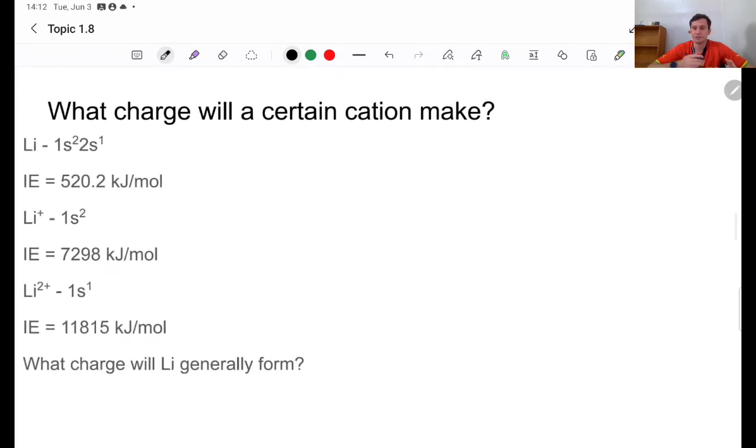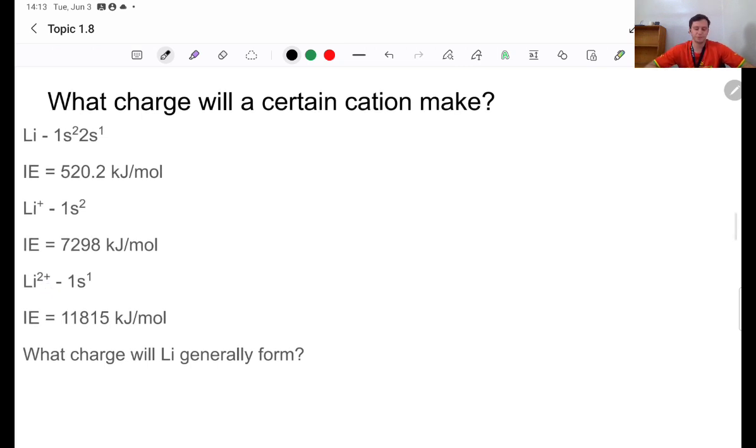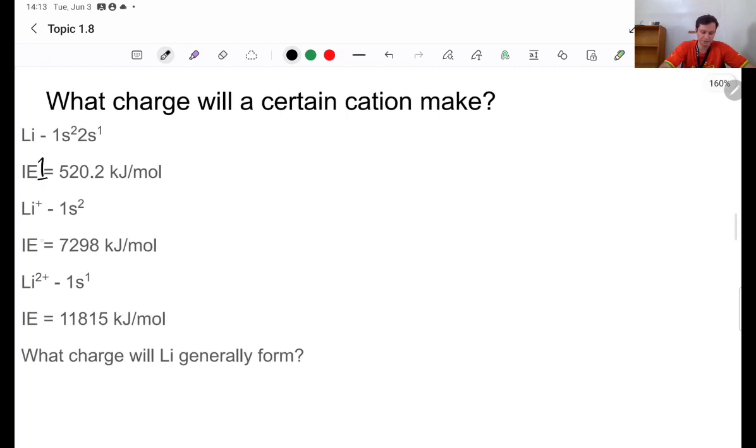And so you can see something like this. What charge will it make? We see the electron configuration of lithium here. And then if lithium loses one electron after ionization energy 1, then we have Li+. Okay, so this would be ionization energy 1. Then we have Li+, so we'd have the ionization energy 2. And then for Li2+, we have the ionization energy for that one, which would be ionization energy 3.